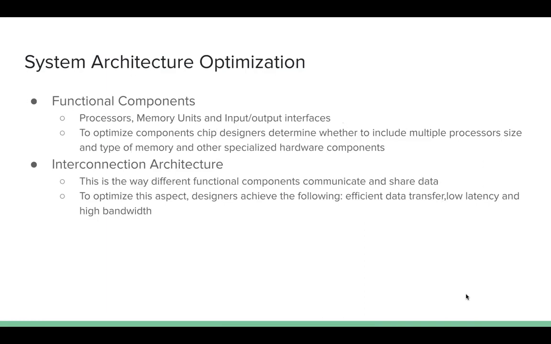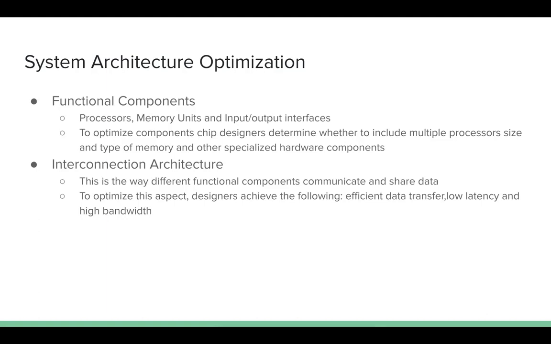Two other concepts that we have to focus on as well are functional components and interconnection architecture. When we're talking about functional components, we're referring to processors, memory units, and input and output interfaces. As a chip designer, you have to analyze how many processors you're going to include, what size, the type of memory you'll be using, or if you're going to use any specialized hardware components. This overall has a really big impact in terms of optimizing your chip.